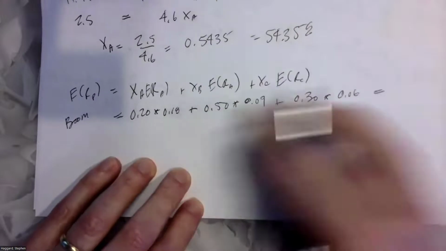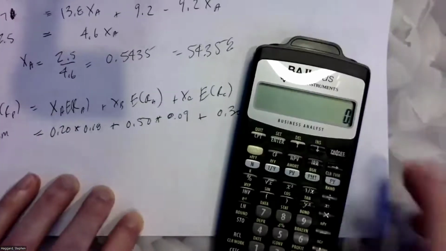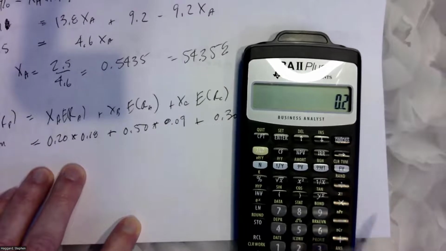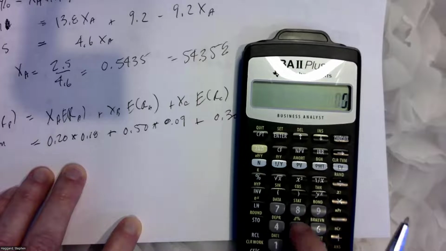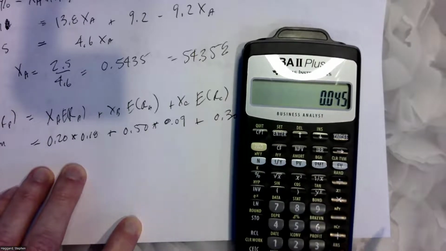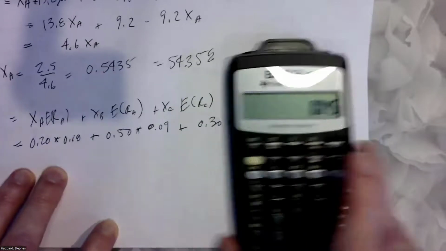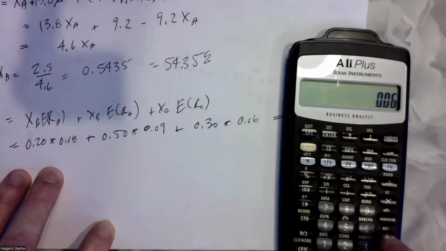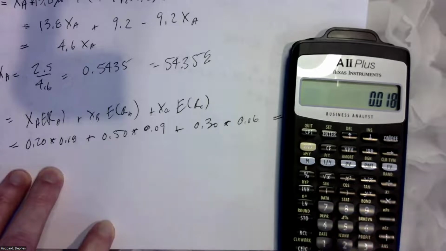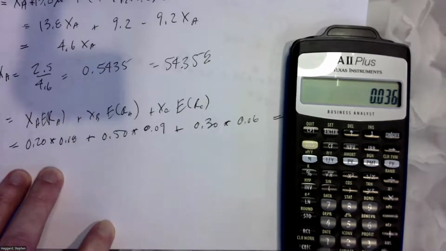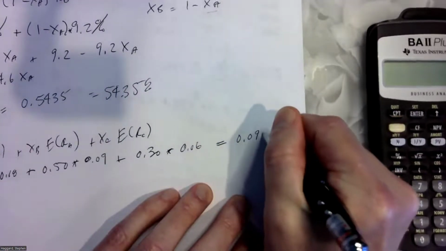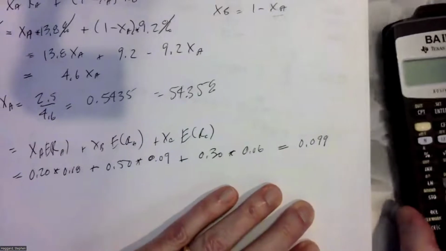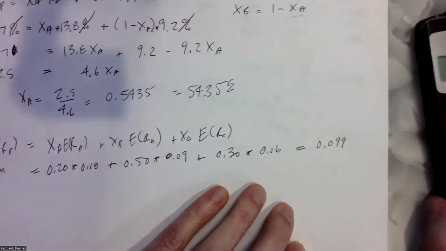Now this is for boom. And so the expected return for boom, we're going to calculate that out. But here's the way I'm going to do it, just to make the math easy for me so I don't mess things up: 0.2 times 0.18 equals store 1. 0.5 times 0.09 equals store 2. 0.3 times 0.06 equals store 3. So then I'm going to say recall 1 plus recall 2 plus recall 3 equals. I'm getting 0.099. Is anyone getting something different? Speak up if you're getting anything different, please.